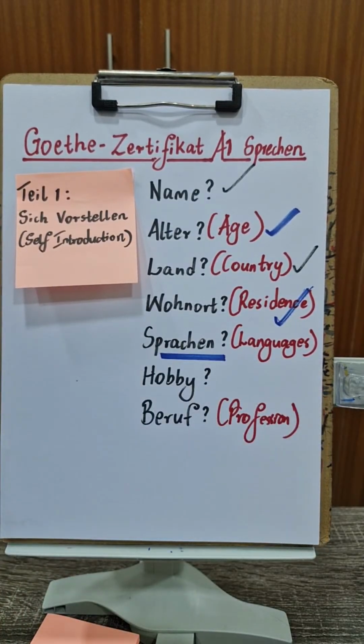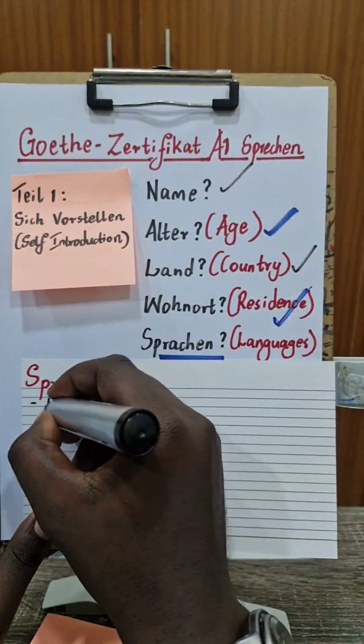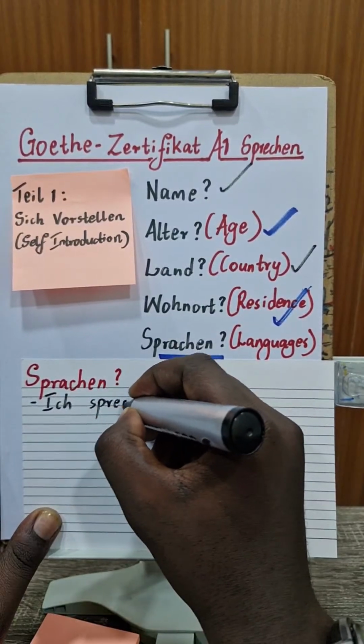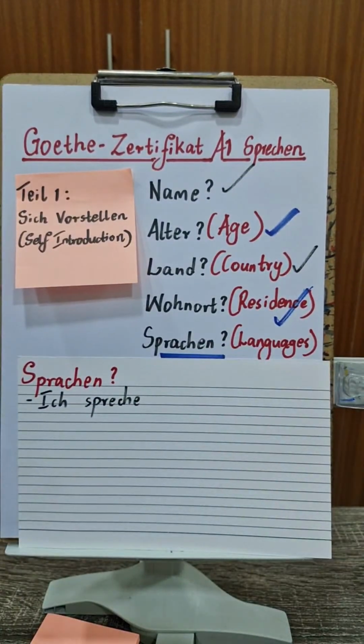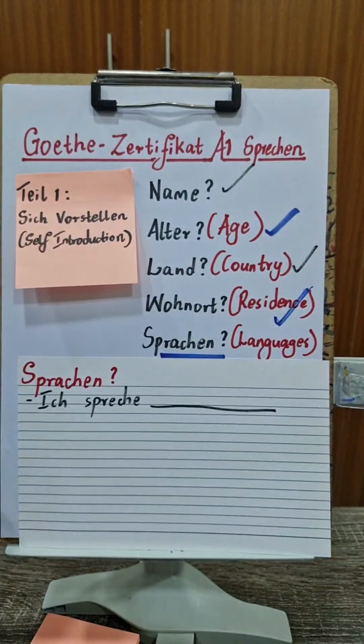So, anyways, which languages do you speak? How would you say, I speak, and then you state the languages? Simply say, ich spreche. Don't say Sprache. Ich spreche, and then you mention all the languages you speak. Zum Beispiel, ich spreche Deutsch, Englisch, Swahili und meine Muttersprache Luo.